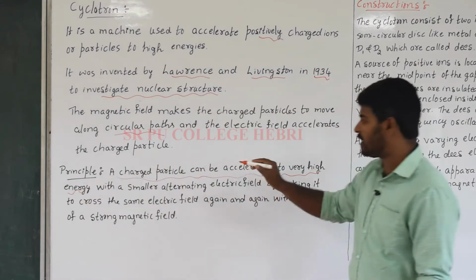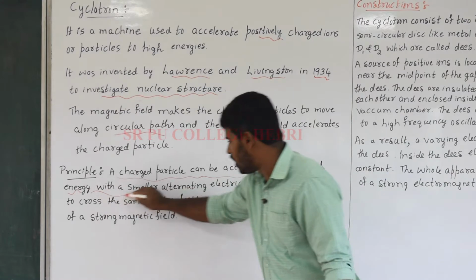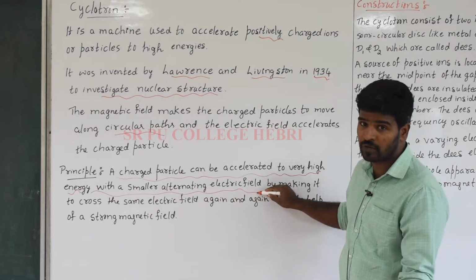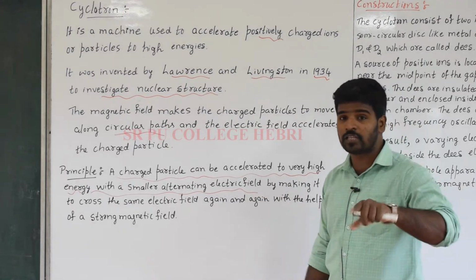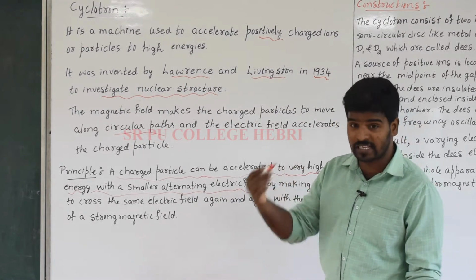A charged particle can be accelerated to very high energy with a small alternating electric field, which means we apply the electric field. By applying the electric field, the charged particle will be energized, or the charged particle will be accelerated.